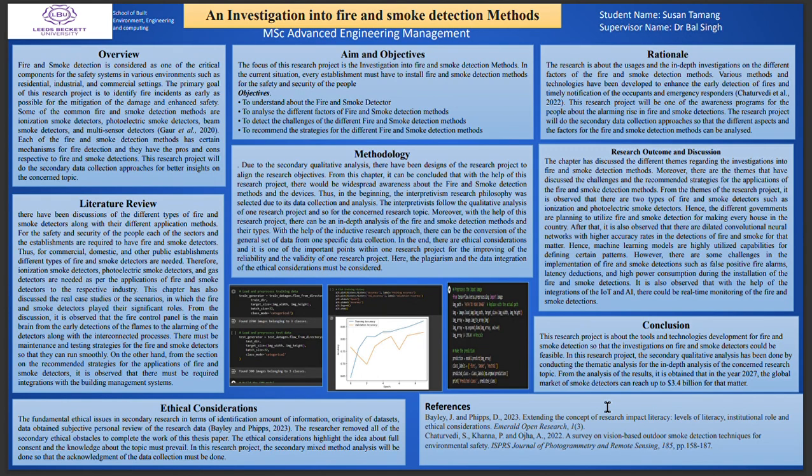Talking about the overview, fire and smoke detection is considered one of the critical components of the safety systems in various environments. Some of the common fire and smoke detection methods are ionization smoke detectors, photoelectric smoke detectors, beam smoke detectors, and multi-sensor detectors. Each of these methods has certain mechanisms for fire detection, and they have their respective pros and cons.